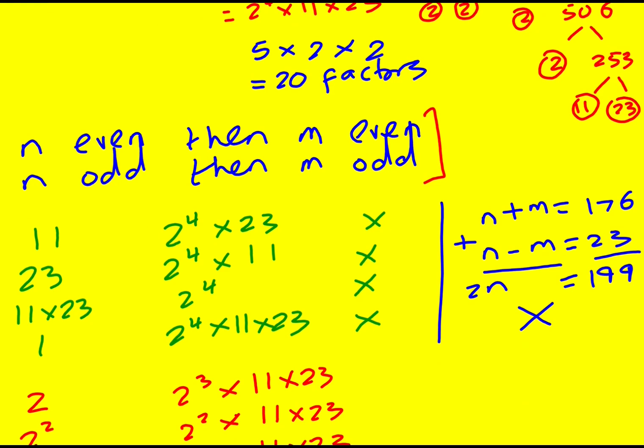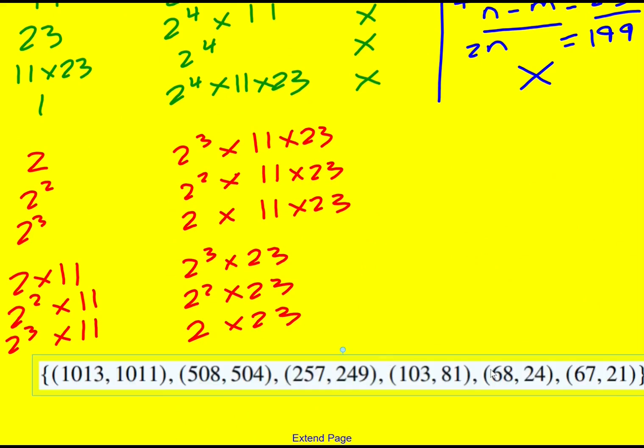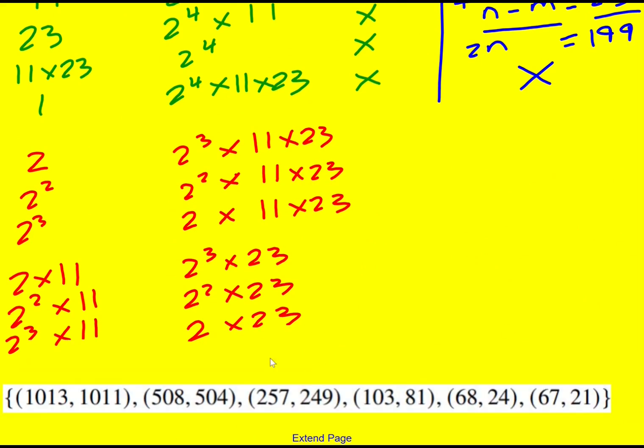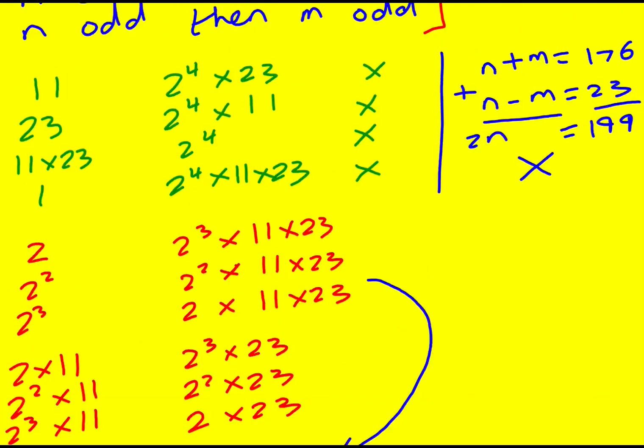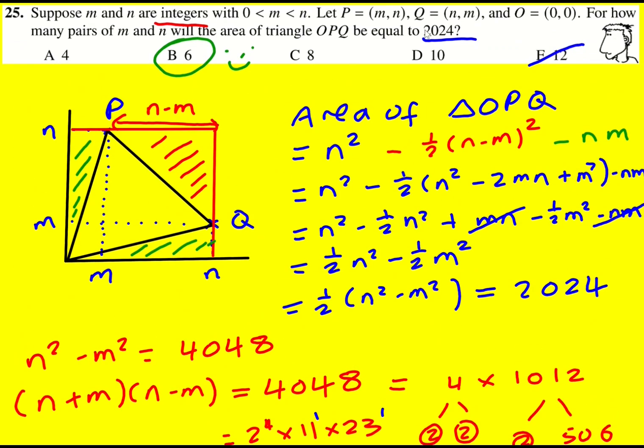And just to conclude, you don't need to find them, but if you're interested, then these are the pairs of n, m that do work. They arise from solving the simultaneous equations from these red factor pairs, and that will necessarily give us the 6 triangles which have an area of 2024 where n and m are even. Well done on your efforts on this question and this challenge.